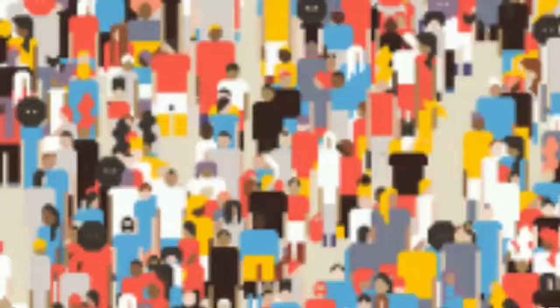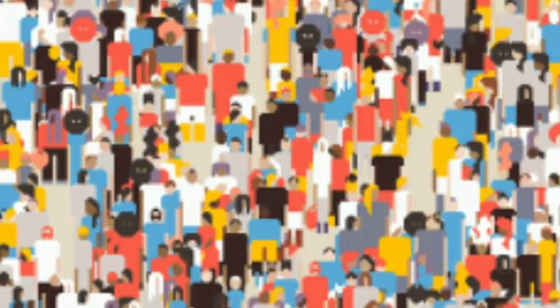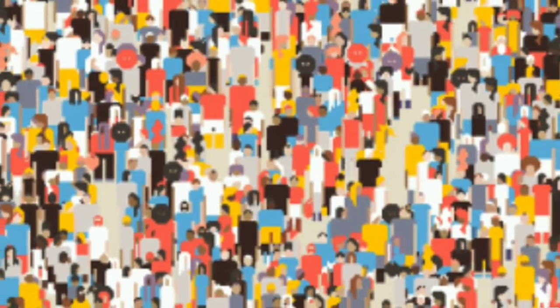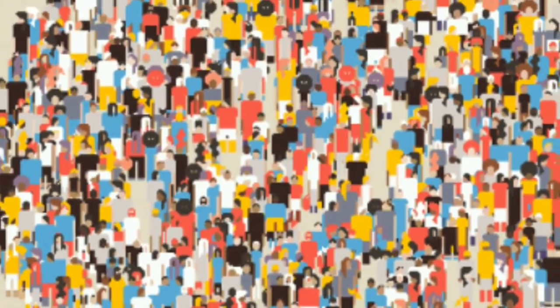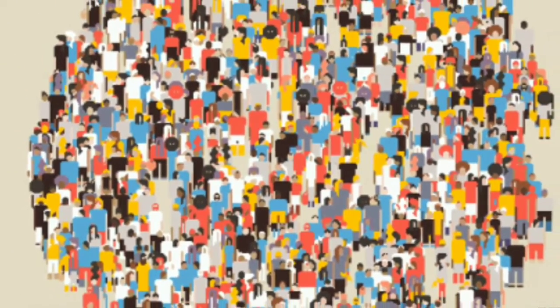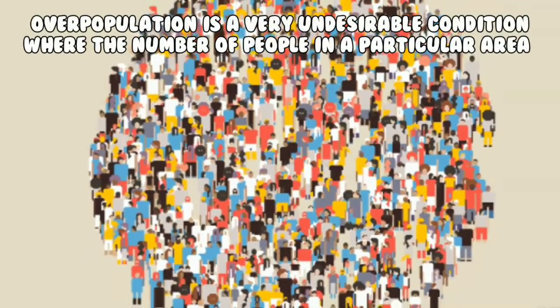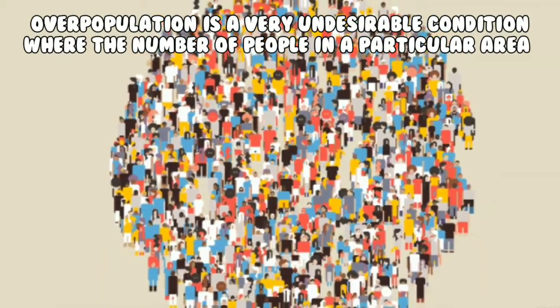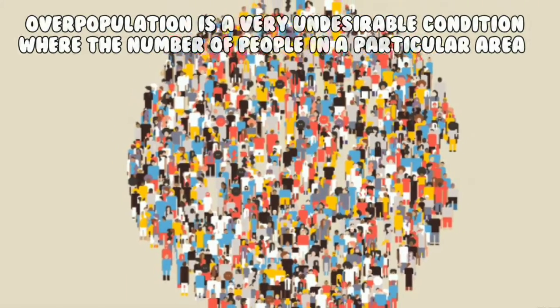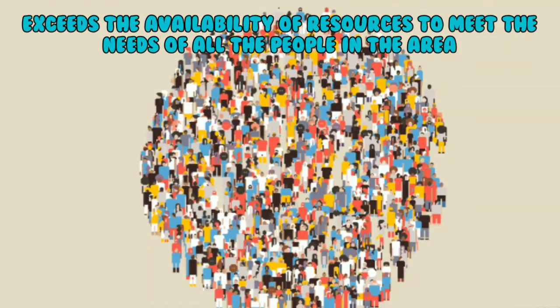Now we have seen that there is population, like people in a particular area living in it. But when there is an excessive number of people, what will we do? The term overpopulation is used. Overpopulation is a very undesirable condition where the number of people in a particular area exceeds the availability of the resources to meet the needs of all the people in the area.